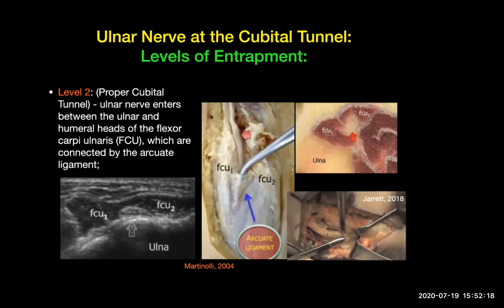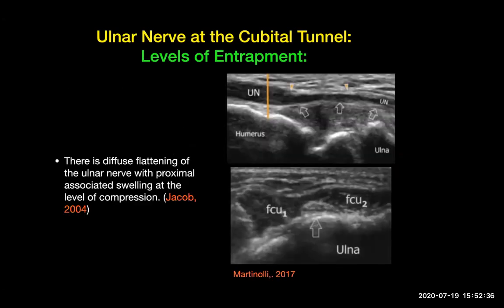So the ulnar nerve enters between this area, and this is also where they say to be the more common site of impingement of the ulnar nerve. So they call this the proper cubital tunnel. So remember that this is the level of the proper cubital tunnel.